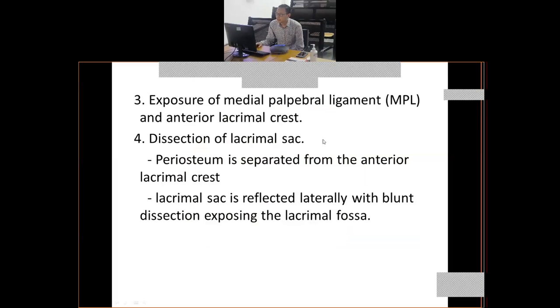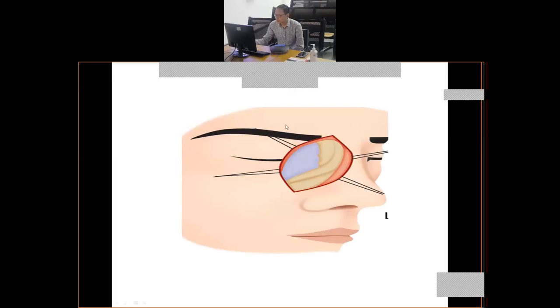Then second is the exposure of the medial palpebral ligament and anterior lacrimal crest. Then dissection of the lacrimal sac. Periosteum is separated from the anterior lacrimal crest, and the lacrimal sac is reflected laterally with blunt dissection, exposing the lacrimal fossa. You see in this picture, this blue color represents the lacrimal sac, and this yellow color represents the lacrimal fossa.